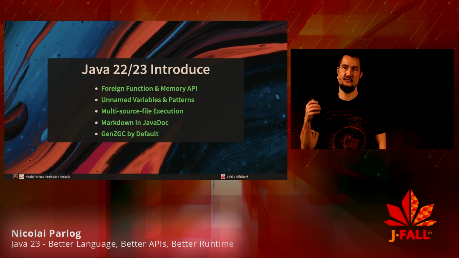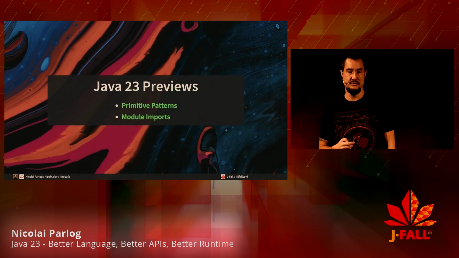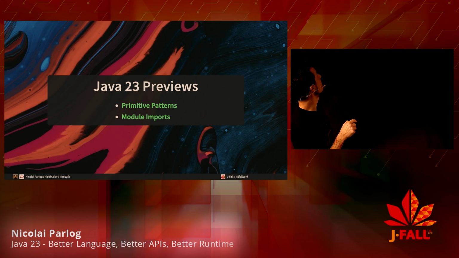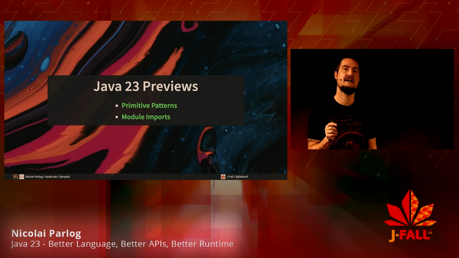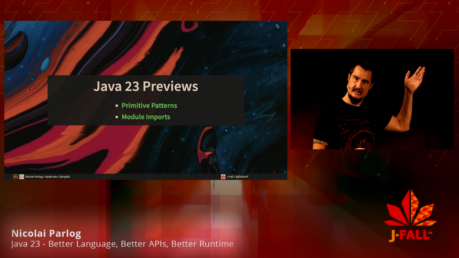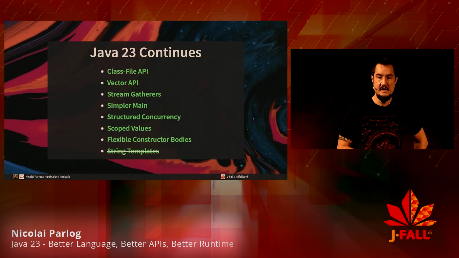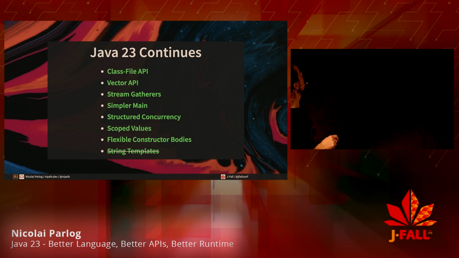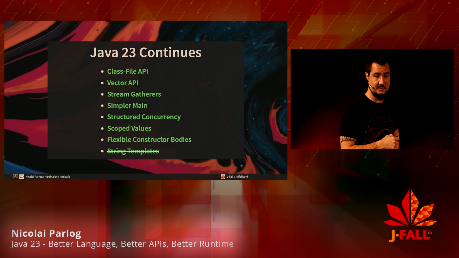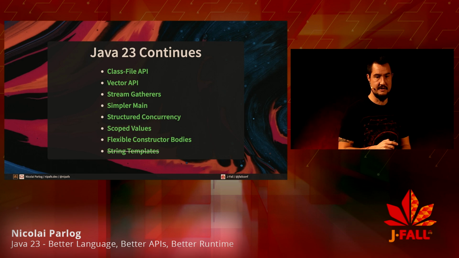These are the 5 final features that 22 and 23 added. 22 newly previews these, which were introduced now: primitive patterns and module imports. We talked about that a little bit when I said that the simplified main file can read all the types that come from a module. This is a module import. So this gives you an idea there. These are all the features that are previews being continued. I put string templates on here because, if you have questions about why string templates were kicked to the curb, I can tell you that as well. These are all the previews that are being continued, so you can see a lot is going on in there.